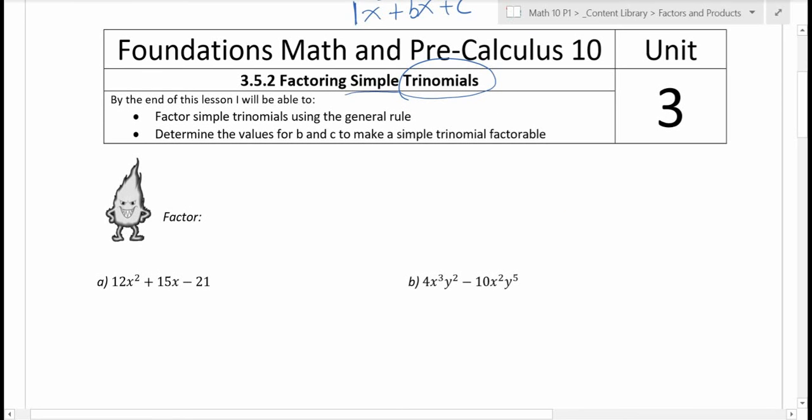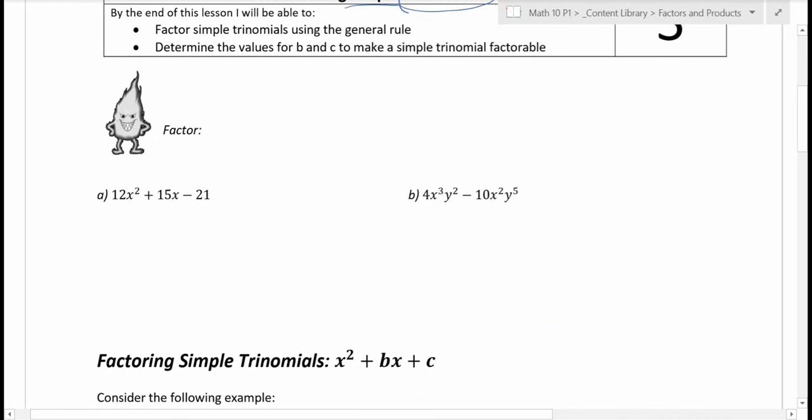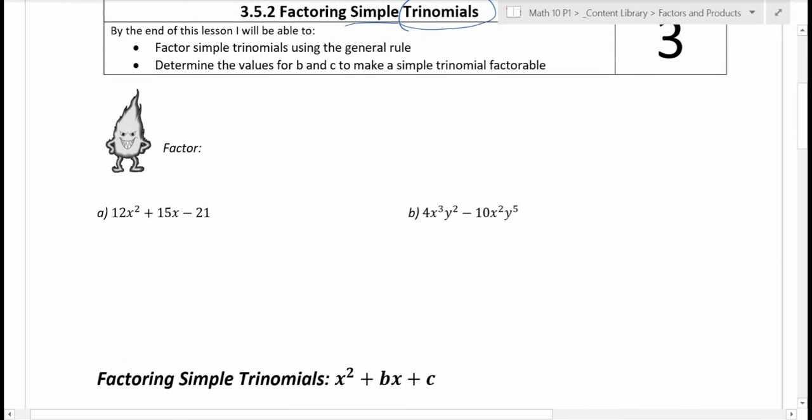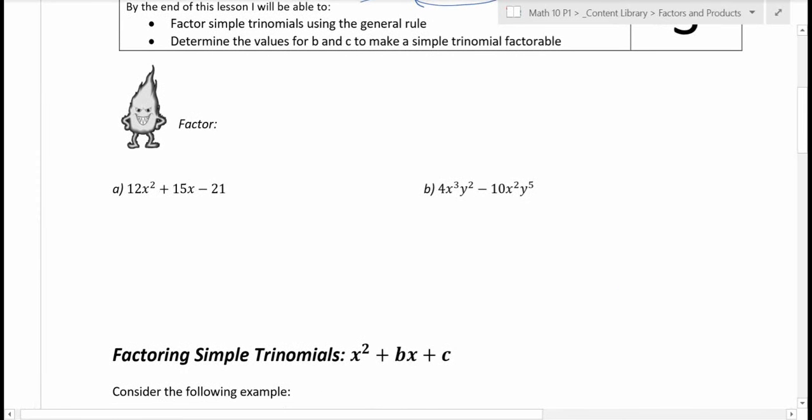We'll look at how to factor that in a second, but before we do that, recall when we factor, we should always look for a common factor first. So here are two warm-up questions. Here's 12, 15, and 21. Hopefully you can see the common factor there is a 3. That's x squared here, there's x, and there's no x. So there's no common factor for the variable, so 3 is our common factor.